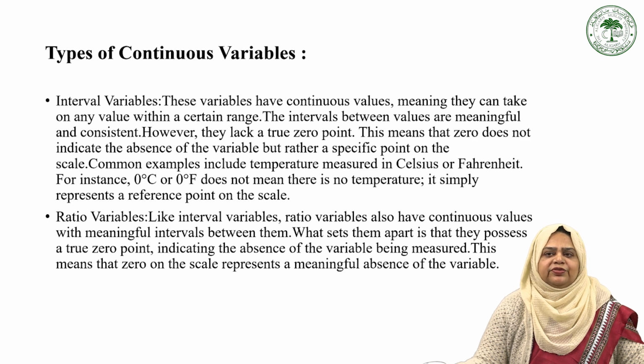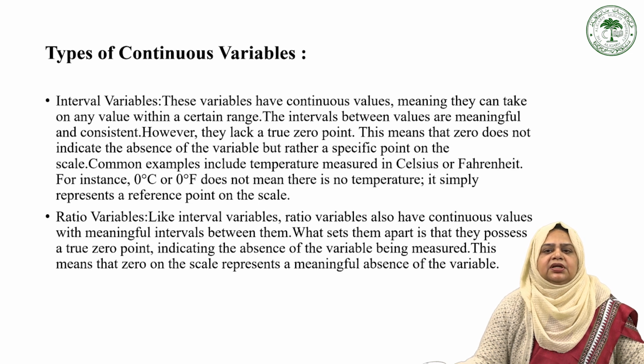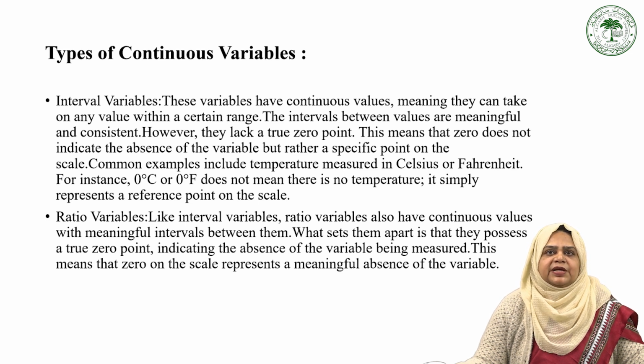In contrast, ratio variables also have continuous values with meaningful intervals. What distinguishes them is the presence of a true zero point, which signifies absence of the measured variable. In other words, 0 on the scale represents a meaningful absence. Ratio variables are a type of measurement that include height, weight, age, income, and time. These variables allow us to do more meaningful math such as multiplication, division, and calculating ratios and rates. This is important in statistical analysis and research because it affects the types of analysis and interpretations we can make with the data.